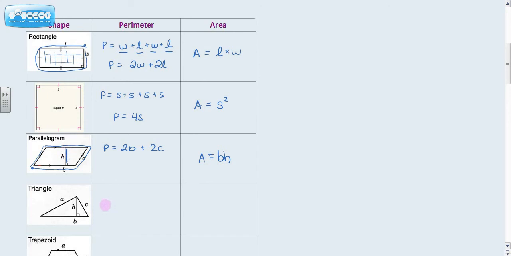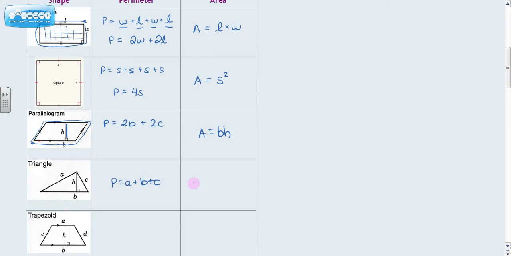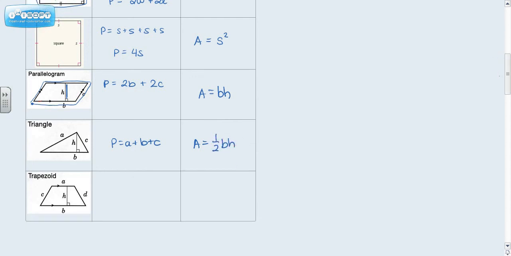In a triangle, we have the perimeter A plus B plus C, then the area is a half times base times height. In a trapezoid, the perimeter is simply the outside measurements, A plus B plus C plus D, and the area is A plus B times the height, again, all over 2.